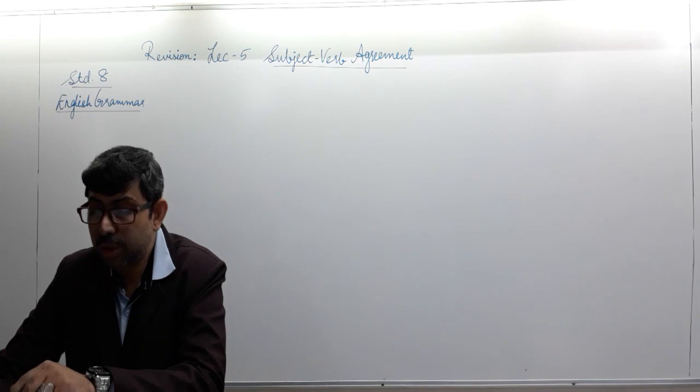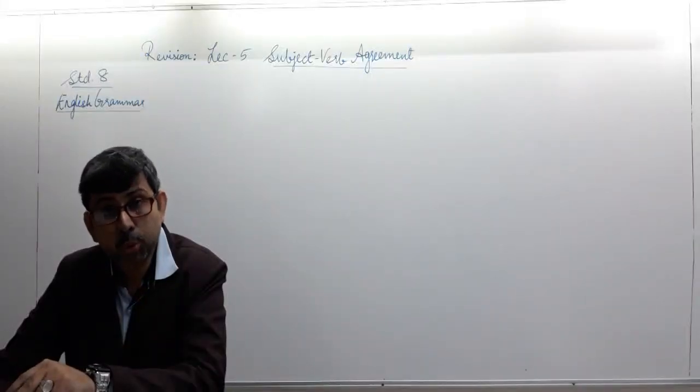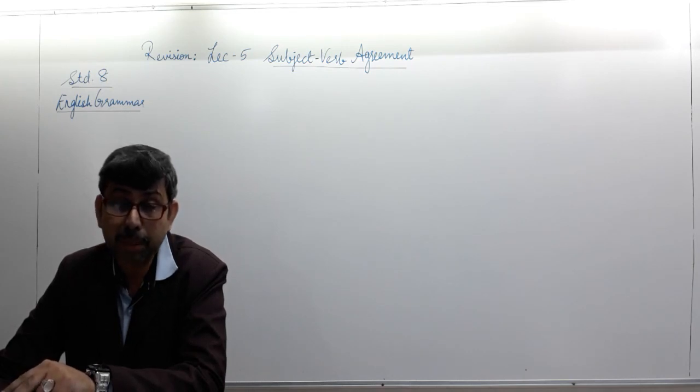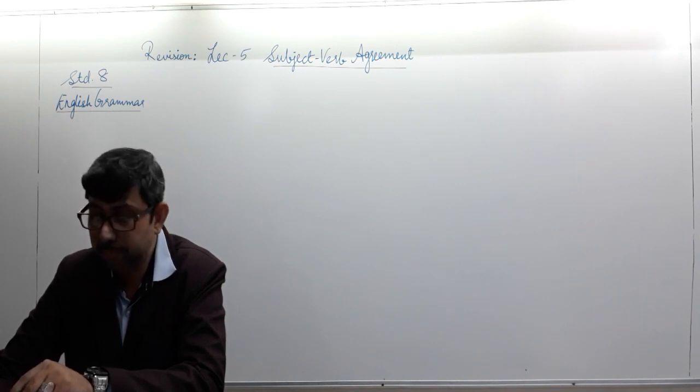The next one, as you see on your screen: the words people, police and cattle are considered as plurals always. You don't consider these words to be singular at any given point of time. People is always taken up as a plural entity. Similarly, police, and we don't say polices, but police. Police itself is a plural word. It is considered plural, and the word cattle is considered as plural, and they take a plural verb.